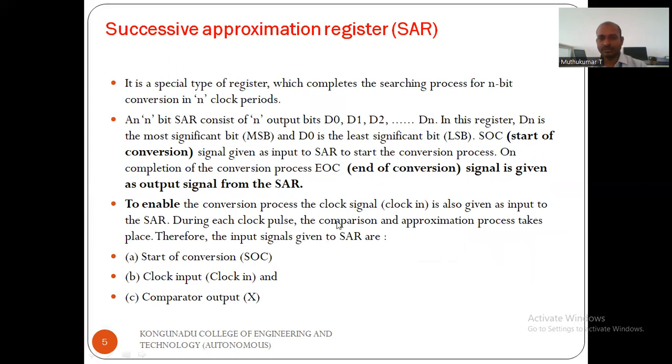So the clock pulse is very important. During each clock pulse, the comparison and the approximation process take place. Therefore, there are three input signals for the SAR: one is start of conversion, SOC, another is the clock input, and the third is the comparator output.